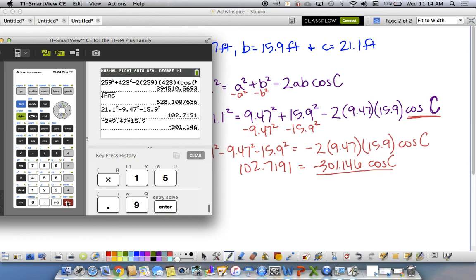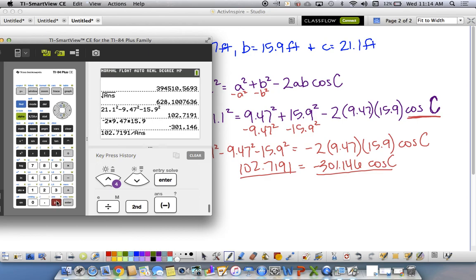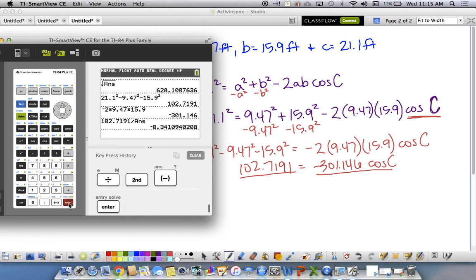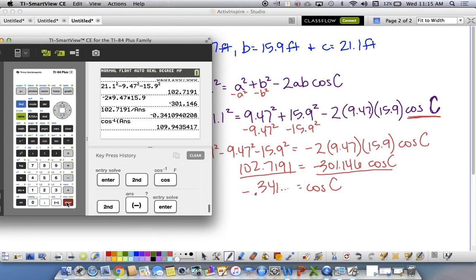And then I'm going to divide. So this calculator, if you're special, you can go up and find that number and hit divided by second answer. I'm going to keep all of my decimals. And I get a negative 0.341, etc., equals cosine C. And then I'm going to solve for C. I'm going to hit second cosine, second answer. And it's going to give me that angle C is equal to 109.9.